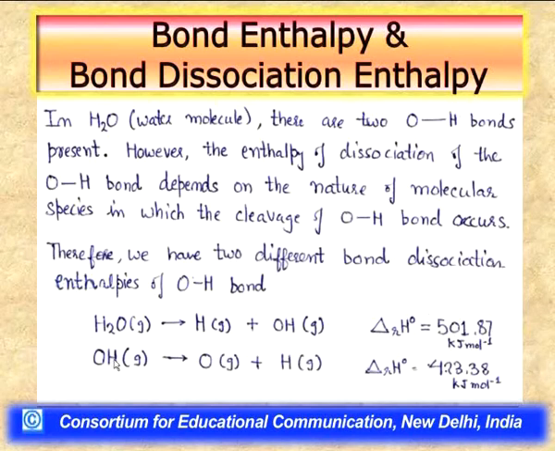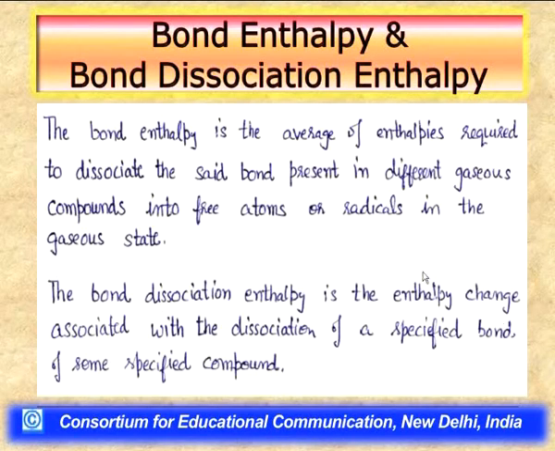Now we have a different chemical species. The remaining chemical species is the hydroxyl free radical. It also has an OH bond, but the hydrogen atom is bonded only to the oxygen atom. It does not have any other atom bonded to it. So now when we break this OH bond in the hydroxyl radical, a different enthalpy is involved in this reaction, that is 423.38 kilojoule per mole. So what I mean to say is that bond dissociation enthalpy refers to the enthalpy change associated with the dissociation of a specified bond of some specified compound.